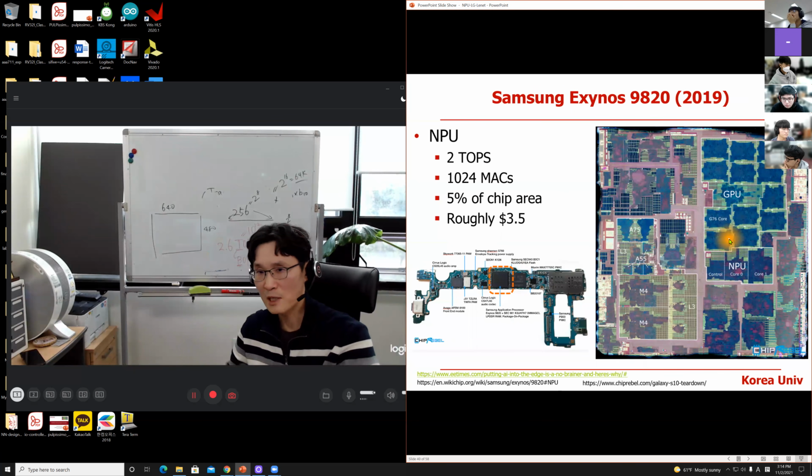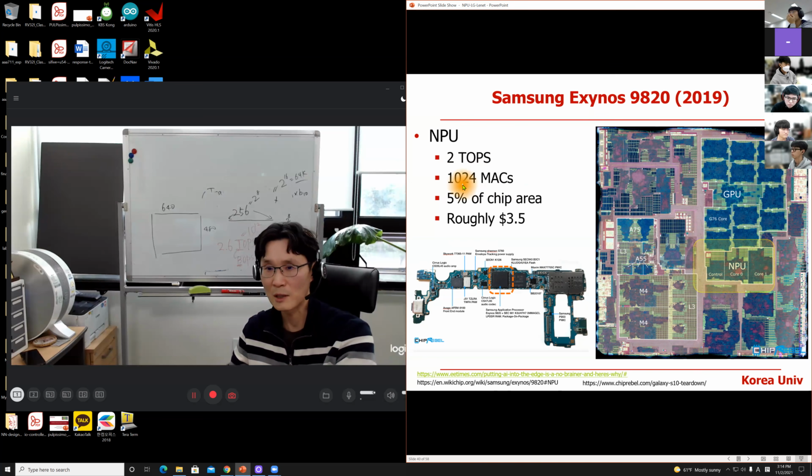Okay, some example, the NPU. Samsung Exynos has an NPU implemented, and it has 1024 MACs. So every clock cycle, if you fully utilize the MACs, you can do that many MAC operations.